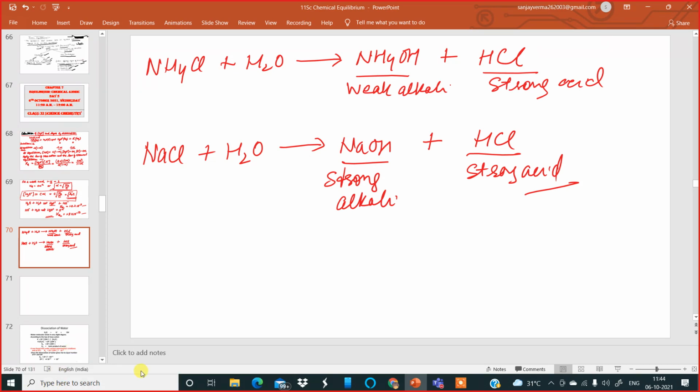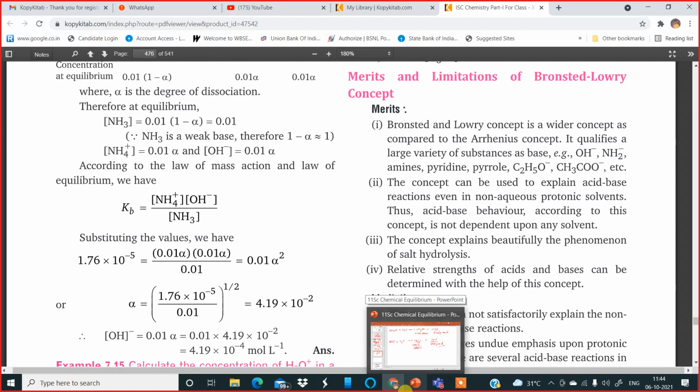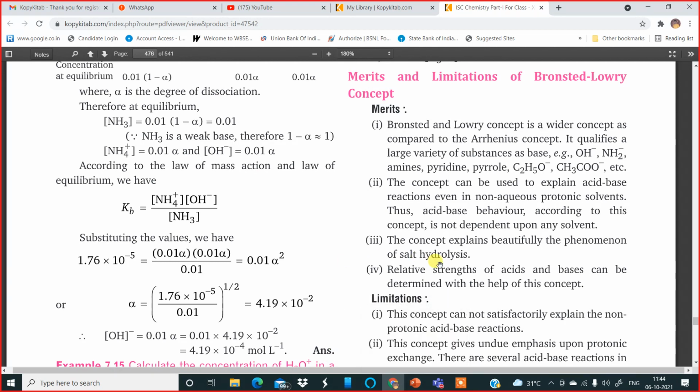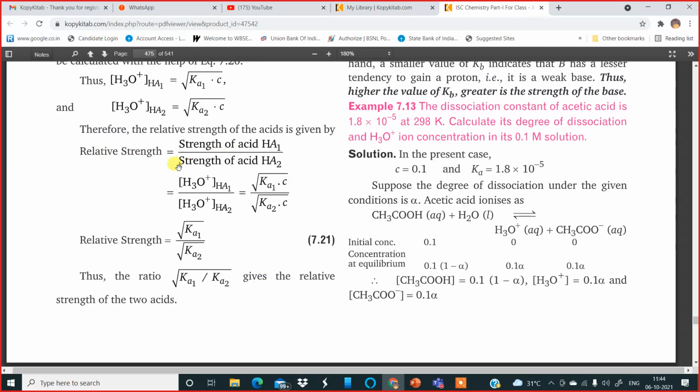Now, coming back to our textbook, in the merits of the Bronsted-Lowry theory, the relative strength of acids and bases can be determined with the help of this concept. I have already explained the relative strength on the previous page. The relative strength of an acid or a base can be compared and found out in terms of a ratio. This ratio, root under Ka1 by Ka2, gives us the relative strength of the two acids. If there are two bases, it will be Kb1 divided by Kb2 under root.